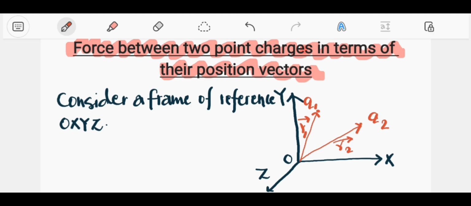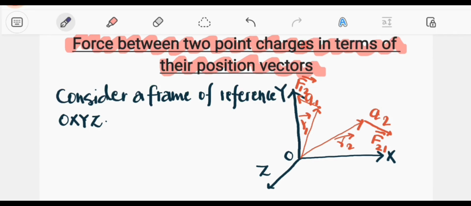Now students, we have studied in the previous videos that the force on 2 due to 1 will be in this direction, that is, the force on the second charge due to the first charge will be in this direction, and the force on the first charge due to the second charge will be in this direction. Let me write it over here, that is, force on the first charge due to the second charge. Clear?